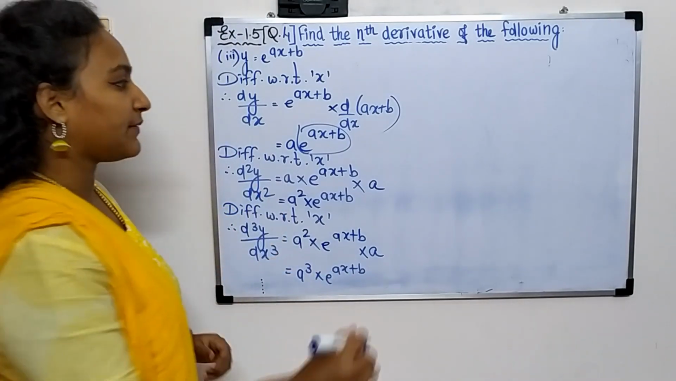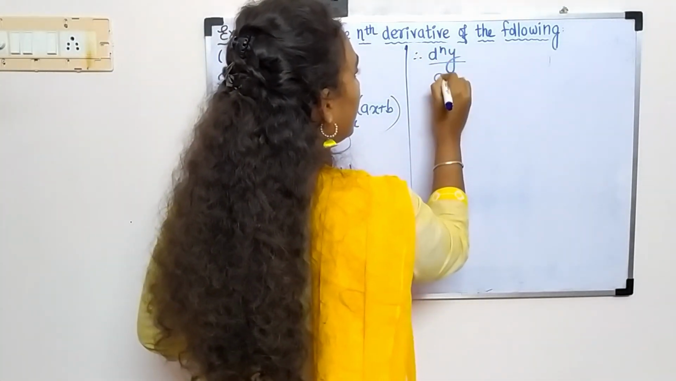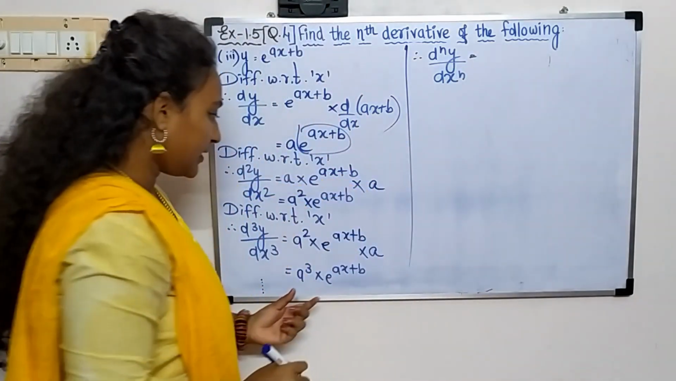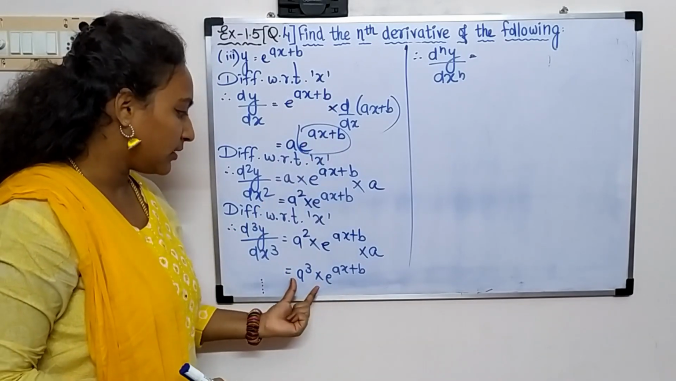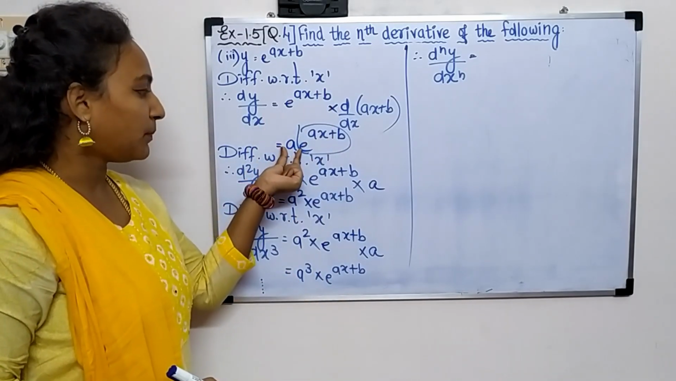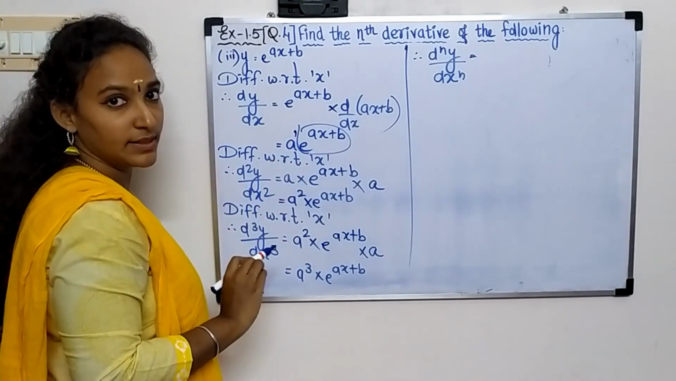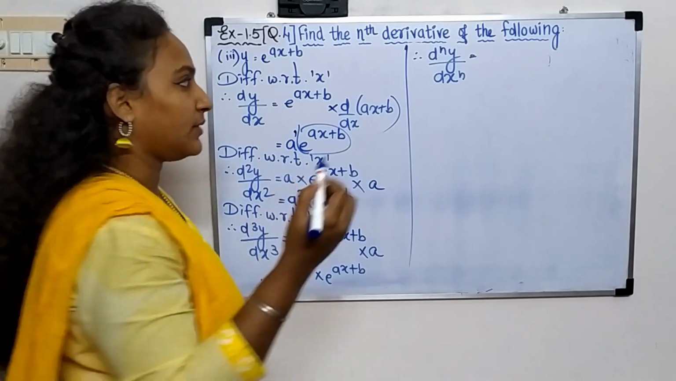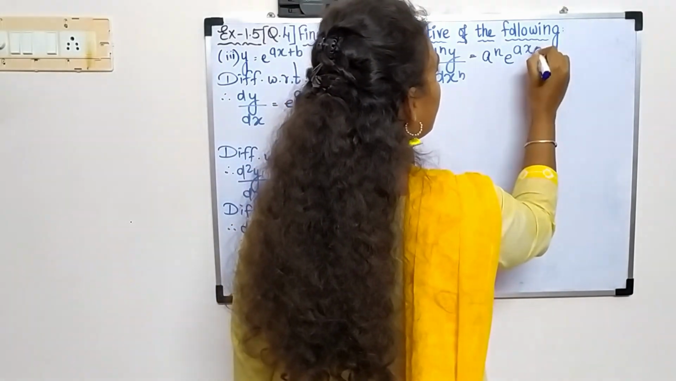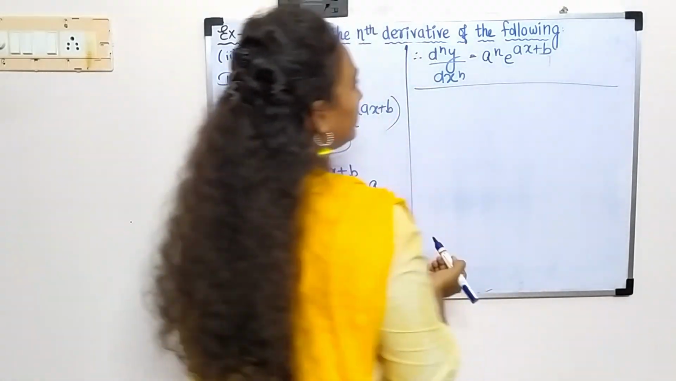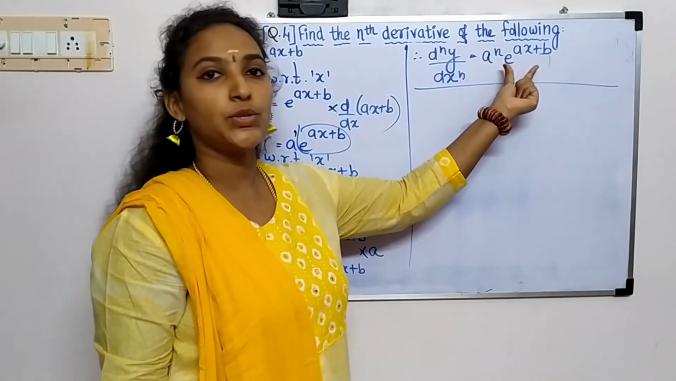Now calculate the nth derivative. Therefore, d raised to n y upon dx raised to n is equal to, so you can see that e power ax plus b is same all over, only the power of a is getting changed. Earlier it was 1, then 2, now it is 3. So in the nth derivative it will be n. a raised to n e power ax plus b. Here the answer is complete. Answer is a power n e raised to ax plus b.